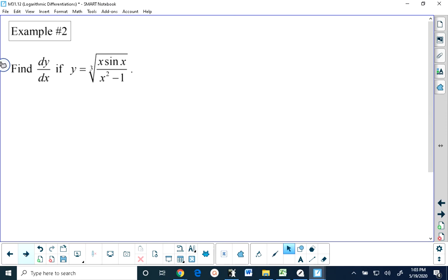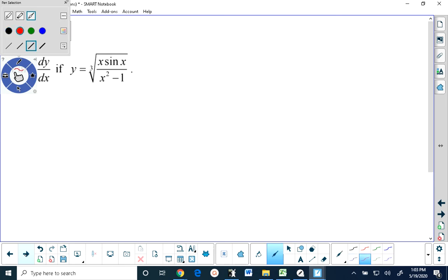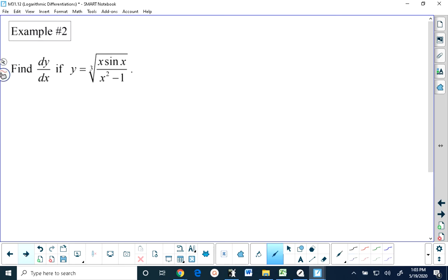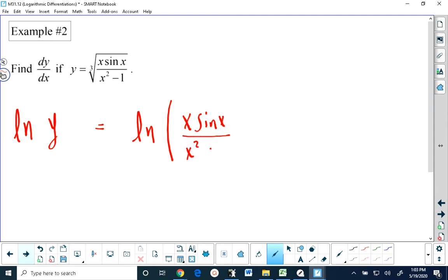Let's take a look at the second example. Find dy dx if y equals the cube root of x sine x over x squared minus 1. You know, I guess if you wanted to, you could use the power rule combined with the product and the quotient rules to differentiate this. But let me show you how using logarithmic differentiation will make our lives easier. We're going to have the natural logarithm of y equals the natural logarithm of x sine x over x squared minus 1, raised to the 1/3.